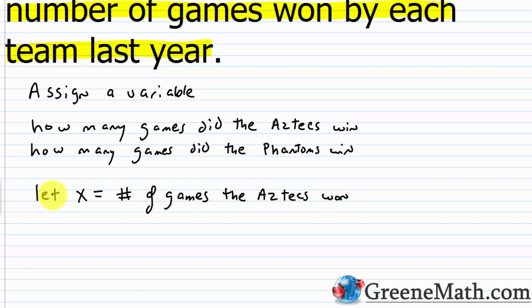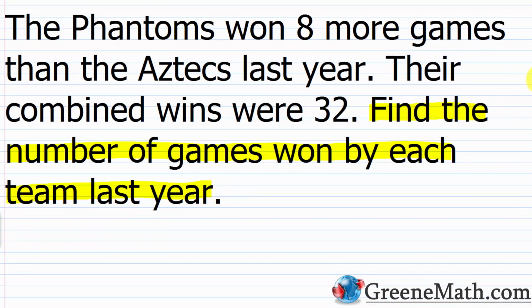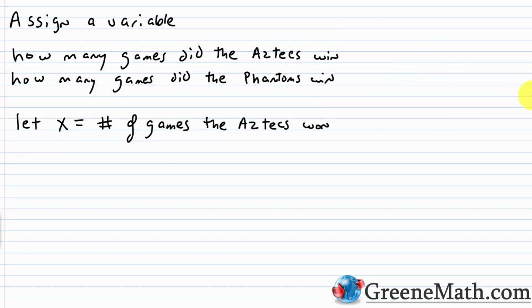Now you might be saying, okay, well, if x equals the number of games that the Aztecs won, what are you going to do about the Phantoms? Well, you're going to express the number of games that the Phantoms won in terms of this variable x. So let me show you how to do that. Let's scroll up to the top. So if I let x equal the number of games that the Aztecs won, well, the Phantoms won 8 more games than the Aztecs last year. Again, let me repeat this. x is the number of games the Aztecs won. The Phantoms won 8 more than that. So I can just say that then x plus 8 is going to be equal to the number of games the Phantoms won.